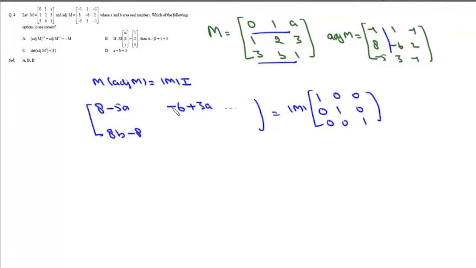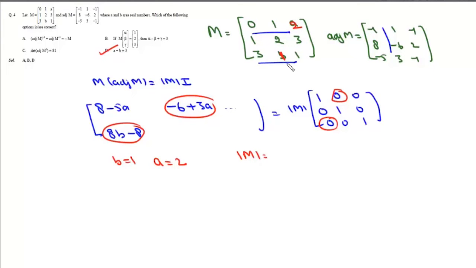Now we compare entries in this column and entries in this column, then we'll get B as 1 and A as 2, which means A plus B is 3. So option D is correct. Now we find the determinant of M, we'll put A as 2 and B as 1. So determinant of M will be, now this is 1 minus 9, so it will be plus 8, and then 2 times (1 minus 5), so it will be minus 10. Determinant of M will be simply minus 2.